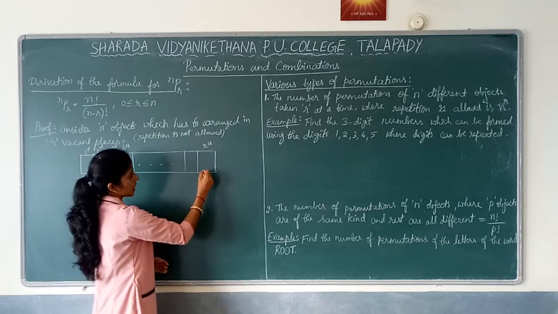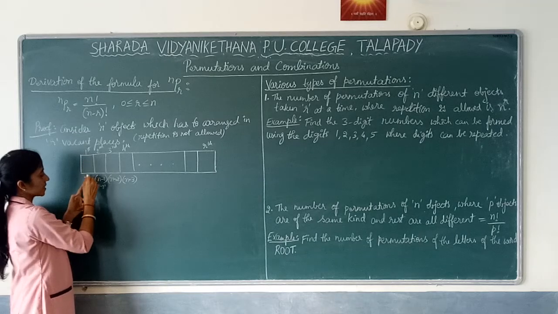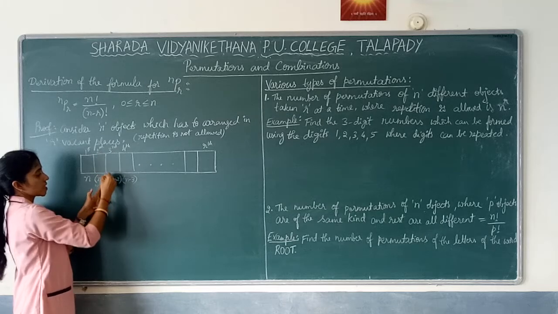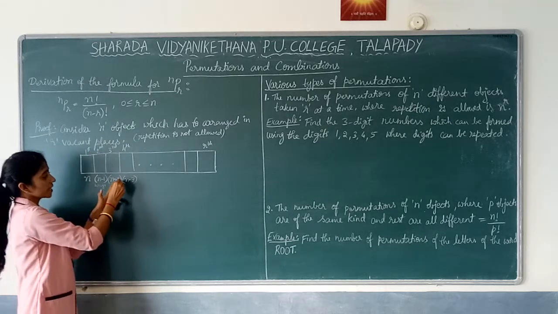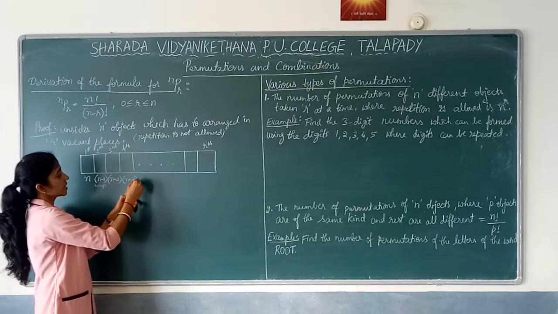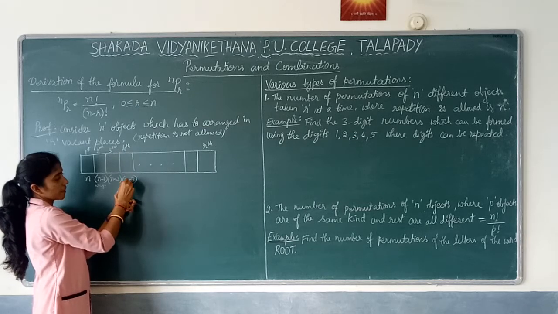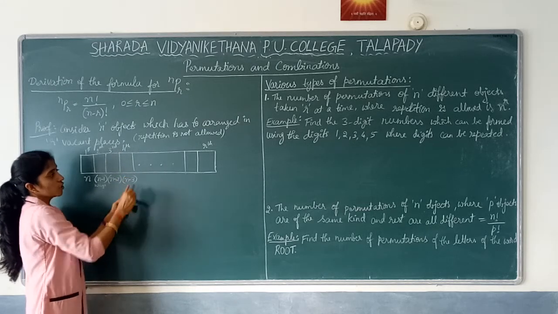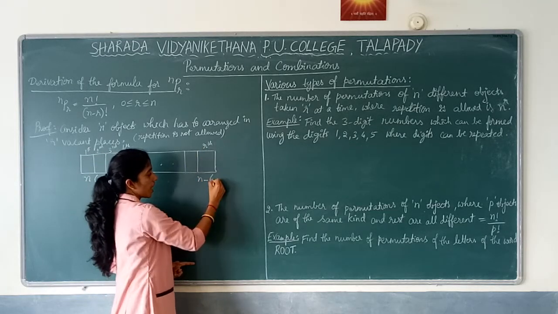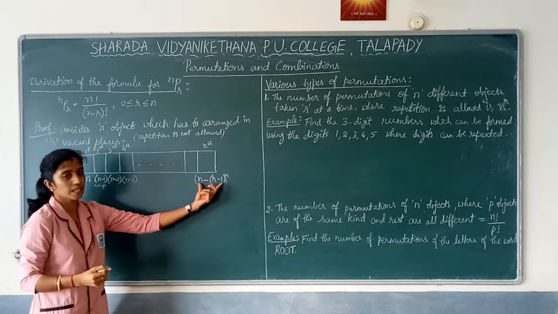So on. What about this rth place? How to find that out? See, the first place in n ways, second place n minus 1. Compare the relation between these: 1 less than the respective place. Here 2, here 3, so 1 less than the respective place. It is the fourth place, it can be arranged in 1 less than that, n minus 3. So the rth place can be filled in how many ways? For r it is 1 less, so these many ways I can arrange.